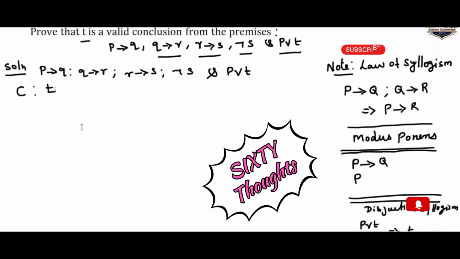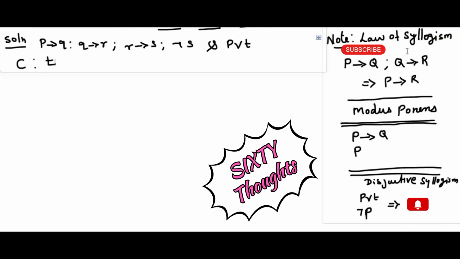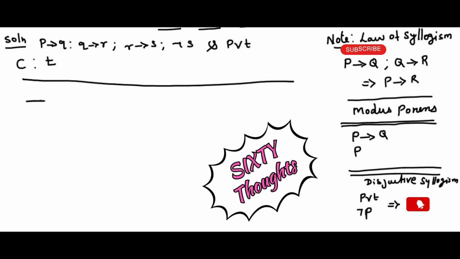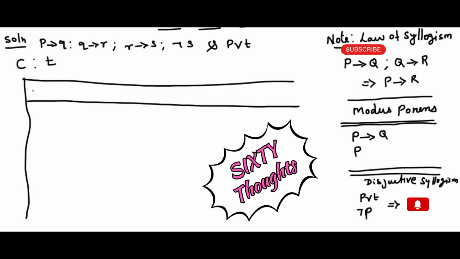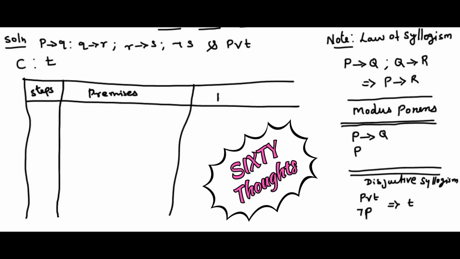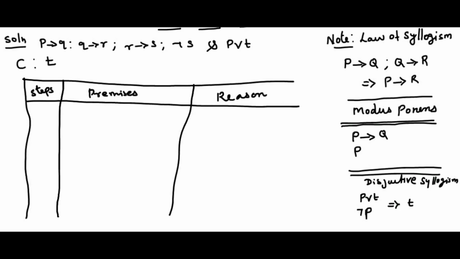Here I am going to solve this problem by using a tabular column. I am going to consider 3 columns. First column name is step, second column name is given premises, and third column name is reason. I am going to solve step by step. The second column, premises, is nothing but the given statements. The third column is reason: why we consider the first premise, second premise, and third premise, like that.